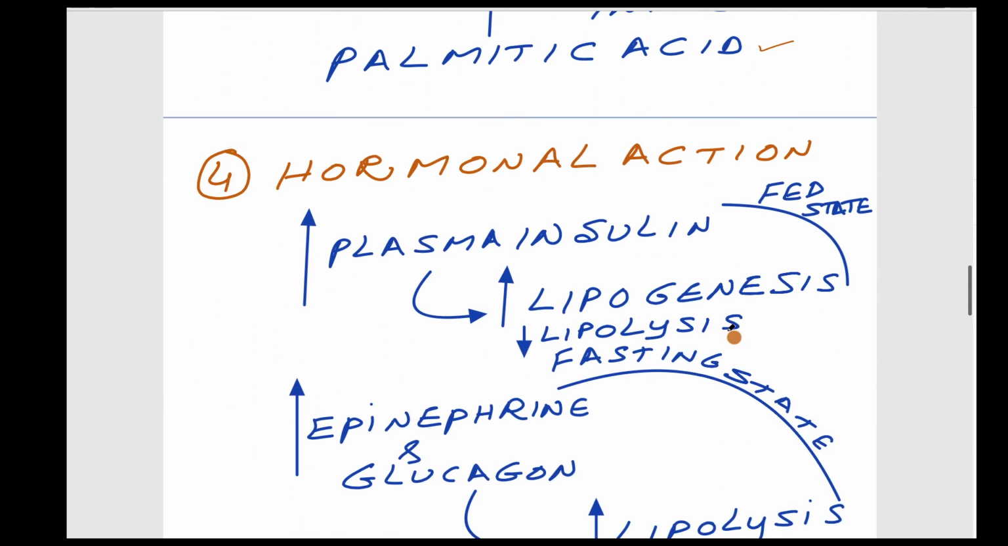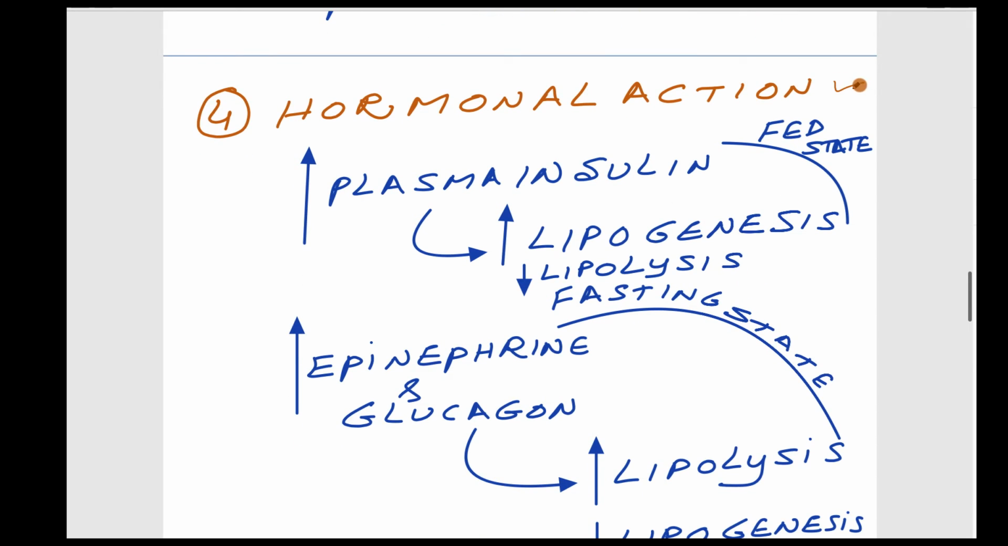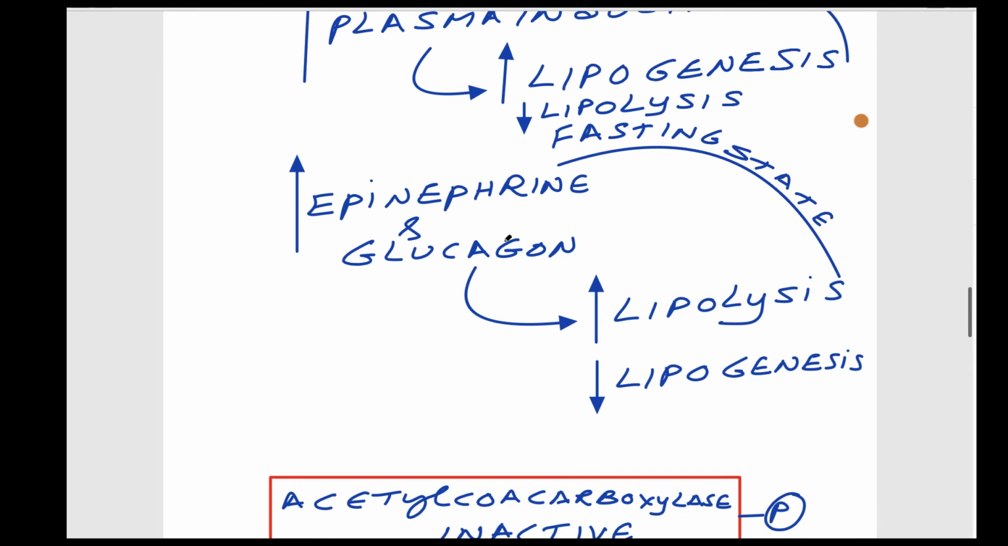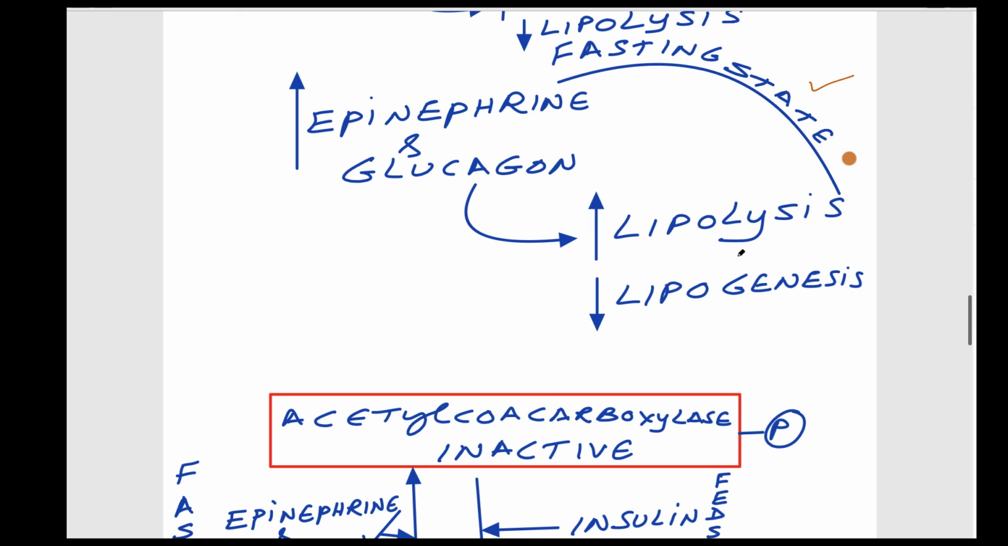Then, hormonal action, one of the most important regulatory mechanisms. Increased plasma insulin increases lipogenesis and decreases lipolysis that happens in the fed state. Whereas epinephrine and glucagon levels are increased in the fasting state. They increase lipolysis and decrease lipogenesis.